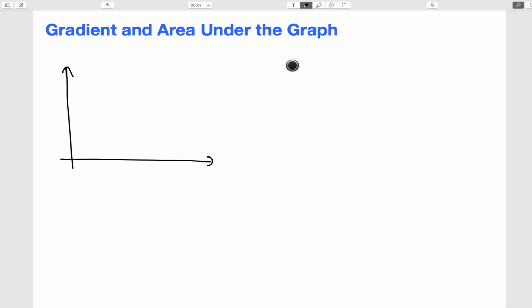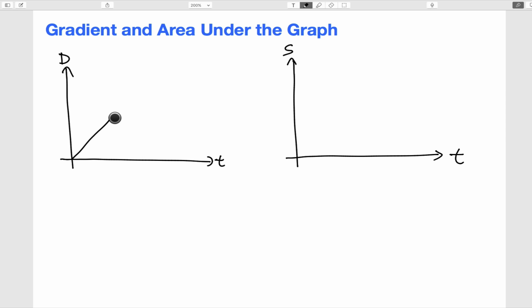Okay, let's say I have two exactly the same graphs. I'm going to call this one time and this one distance, and this one speed, and this one time. I just randomly sketch the graph because I want to make sure you can understand it. You just assume both of them are exactly the same, because I hope you can differentiate them. So this is how I do it.